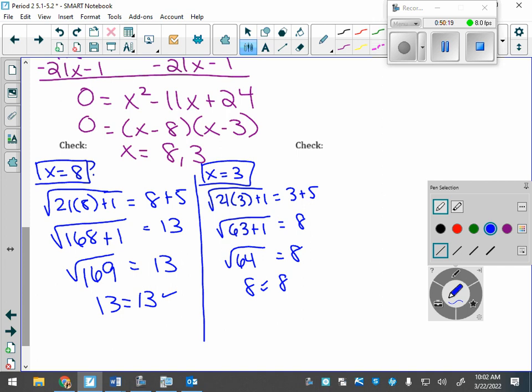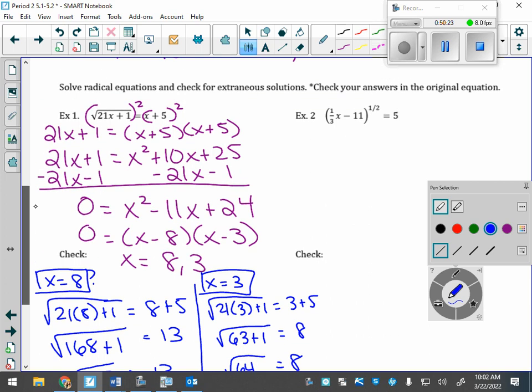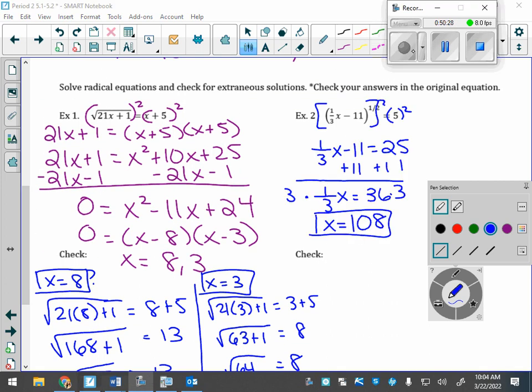Finish up example 2 as our last one today. You're checking for extraneous solutions. For example 2, how many of you did get x equals 108? You square both sides to get 1/3 x minus 11 equals 25. Then you add 11 to both sides. Then you multiply by 3 to both sides, and you get x equals 108. When you checked it, did it work?